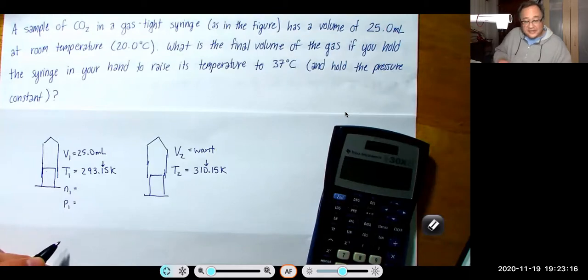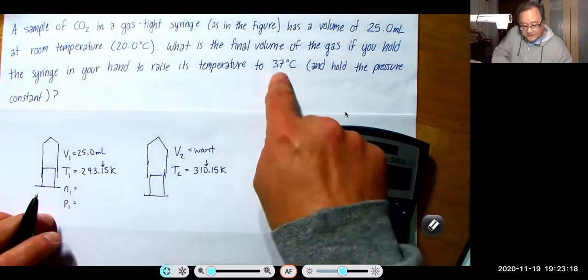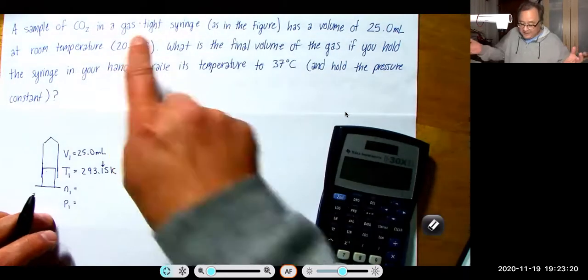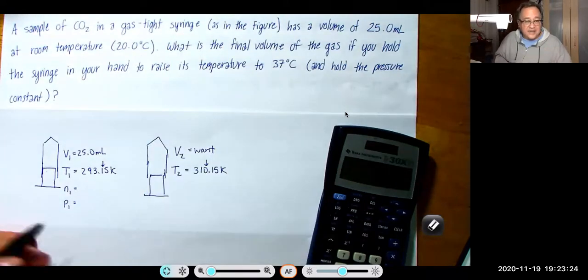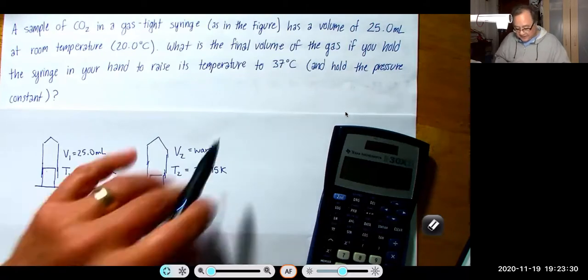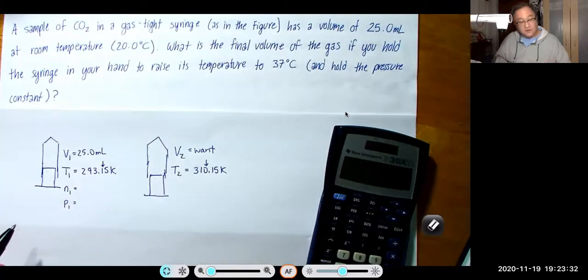It's kind of interesting here. This is only good to the ones, and this is good to the 10th. You would think that they would be both good to the 10th if you're using the same thermometer, or both good to the ones. So this is an interesting concept here, using different thermometers for the same problem.